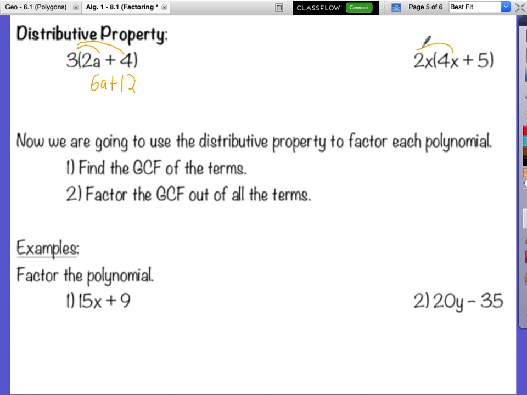Ben, what did you get on the second one? 8x squared plus 10x. Very good. 8x squared plus 10x. So we multiply 2x times 4x becomes 8x squared. 2x times 5 is 10x. Is that a little bit like what we just did last chapter?